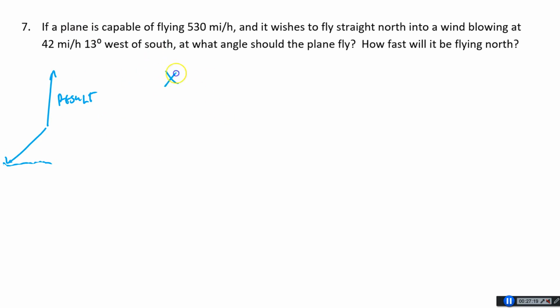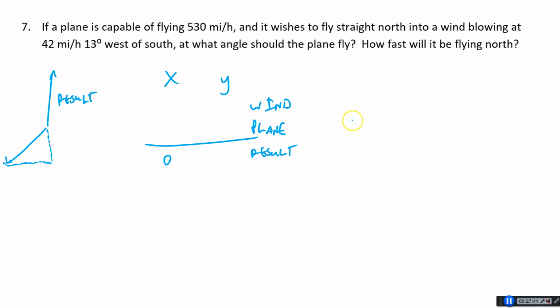So let's make a chart. We got x and y of the wind and the plane. We have to figure out the components of the wind. We have a result here. We know we want our result to be straight up, so it's going to have no x component. So we've got to break the wind into its components.